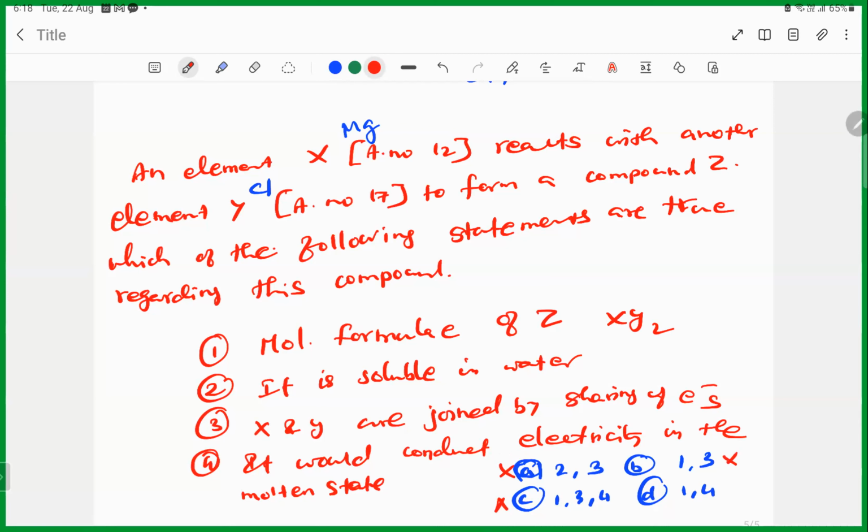See, magnesium will form magnesium chloride, right? So this will be correct. So 1 will be the answer. So automatically A is ruled out. Magnesium chloride is soluble in water, but they are joined by transfer of electrons, not mutual sharing, so it is not covalent. So 3 is wrong. It would conduct electricity in the molten state, correct. So the answer is 1 and 4.